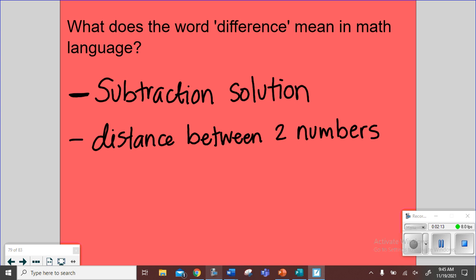Do we care about the distance between numbers when we add things? Not really. No. We want to keep on adding on to the end of that number line. We're caring about how far we can go. When we subtract, though, we care about the middle bits, those middle pieces.